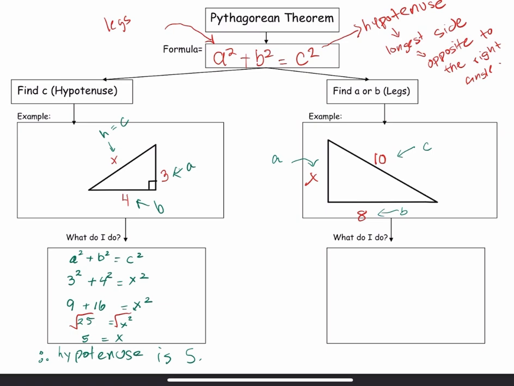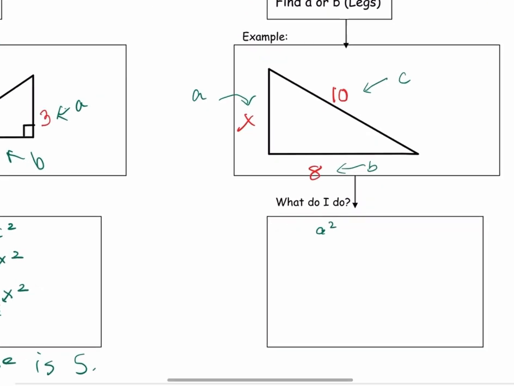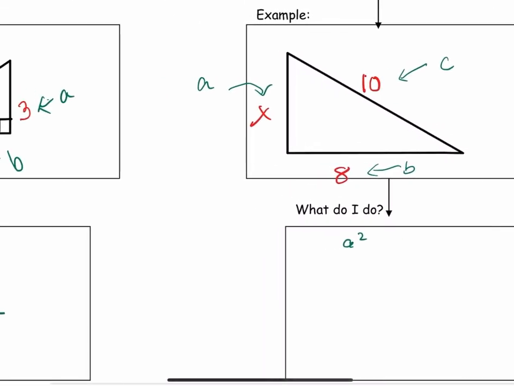So we'll start off with the regular formula: A squared plus B squared is equal to C squared. Then I will plug in my values. C is 10. B I said was 8. And then A I said was X. So far good? Yeah.